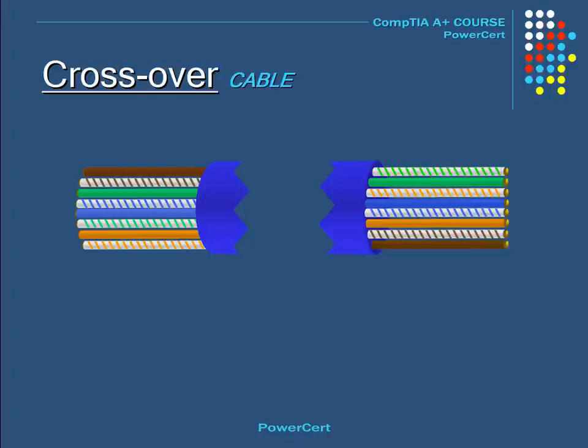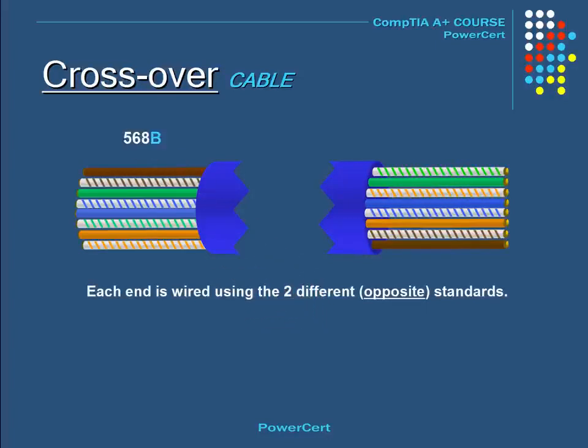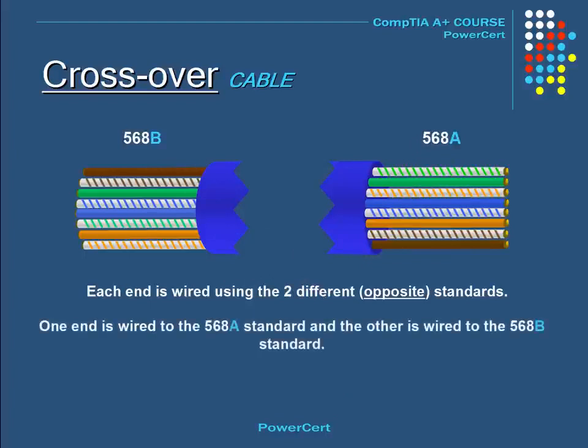Another type of cable is called a crossover. And this cable is created when both ends of the cable are wired using the two different standards. For example, one end is wired using the A standard, and the other end is wired using the B standard. Crossover cables are used to connect two similar devices together. For example, you can use a crossover cable to connect two computers directly to each other without using a hub or a switch. Crossover cables are also used to connect hubs or switches to each other.